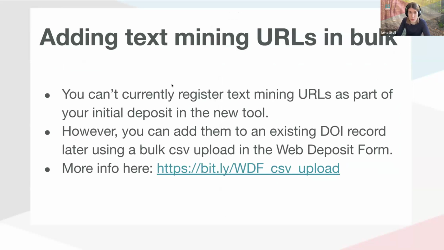If you do provide links for text and data mining bots to access the full text, then you can upload those in bulk using a spreadsheet in our web deposit form. You don't have to go into each record individually to add them. You can do this for lots of records at a time. There is a link here, which I think we can also share in the chat, that explains to you how to do that using the web deposit form, regardless of how you initially registered the rest of your record.